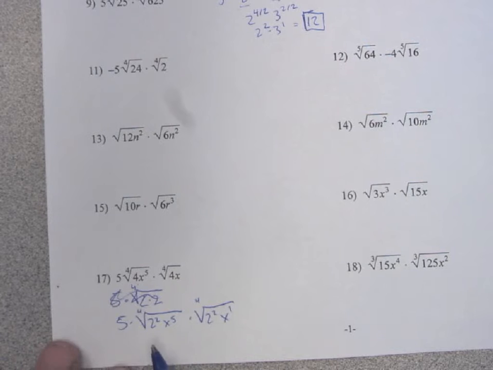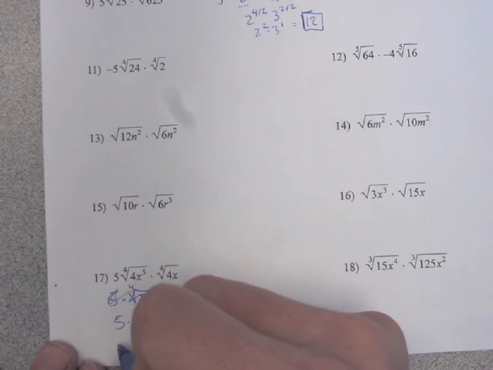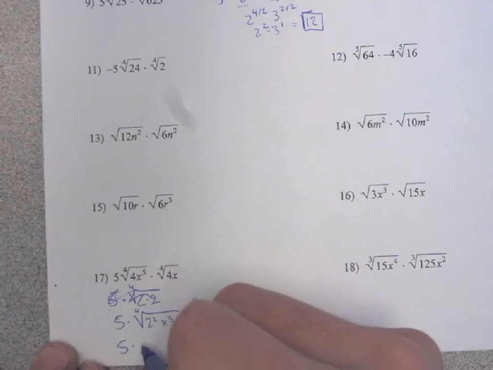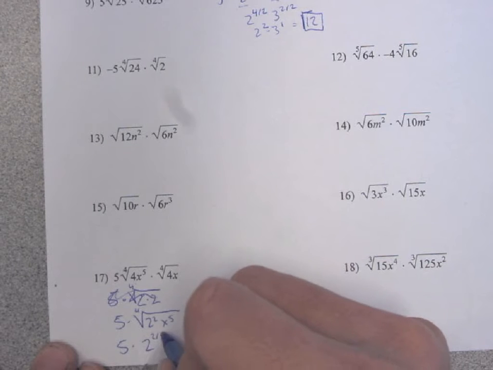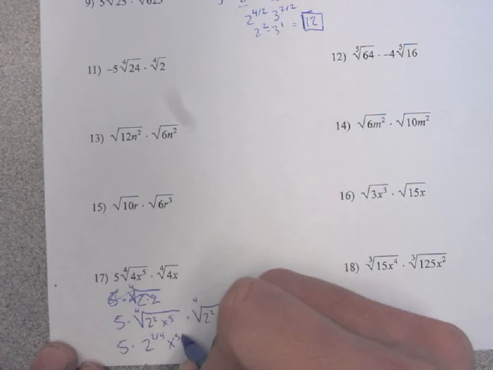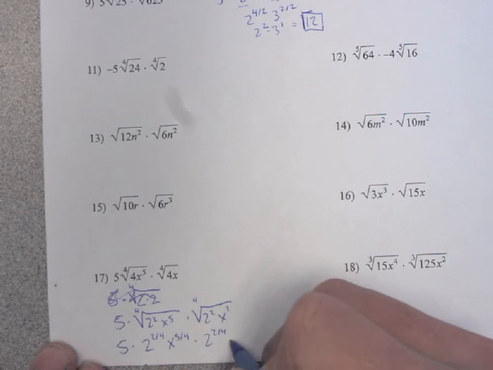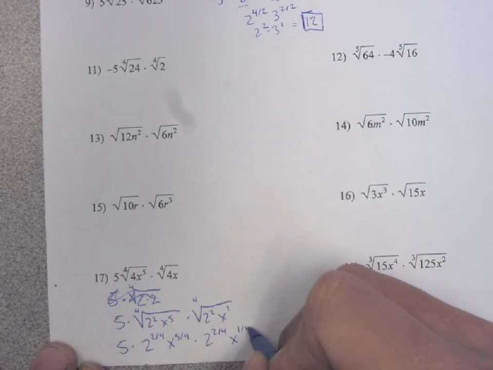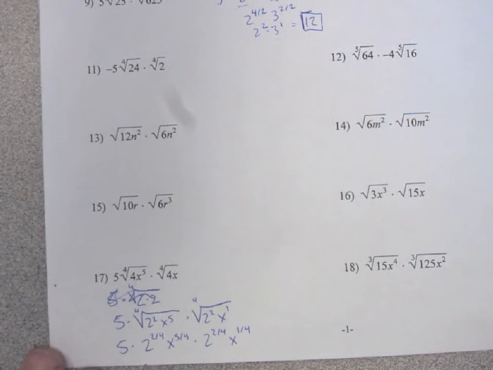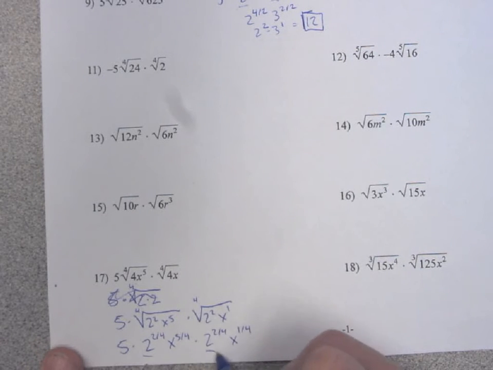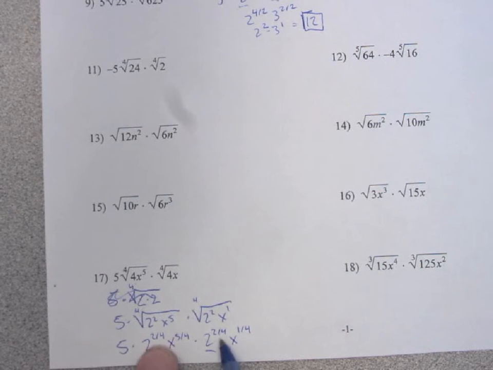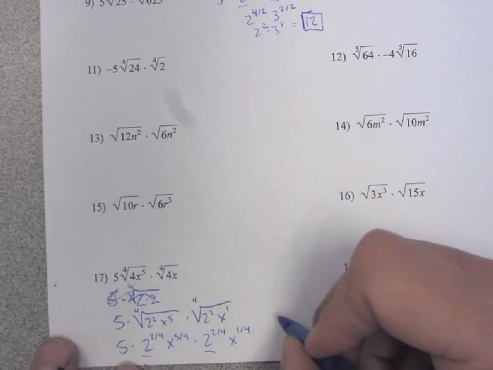If I take this and change them to rational exponents, I have just a regular 5 out here, and then I have 2 to the 2/4, x to the 5/4, 2 to the 2/4 again, and then x to the 1/4. All right, so I look for my guys that have the same base. So here, these two have the same base. So I have a 2 and a 2. I'm just going to add the exponents here. 2/4 plus 2/4 is going to be 4/4.